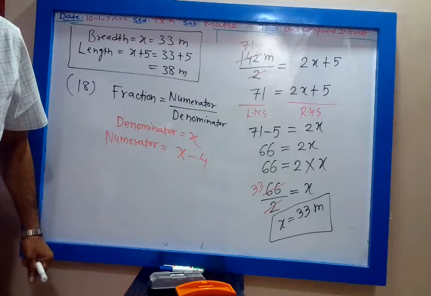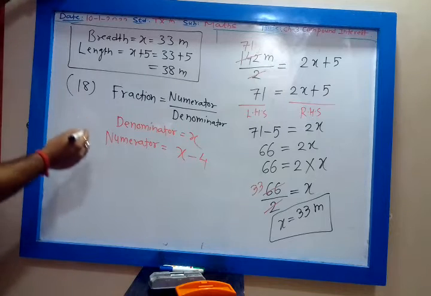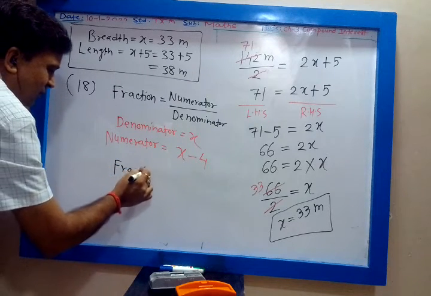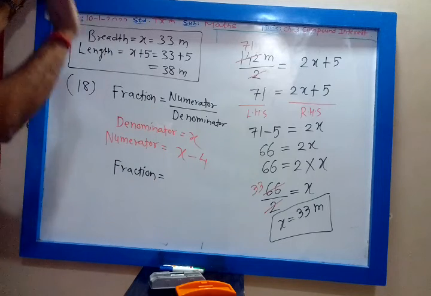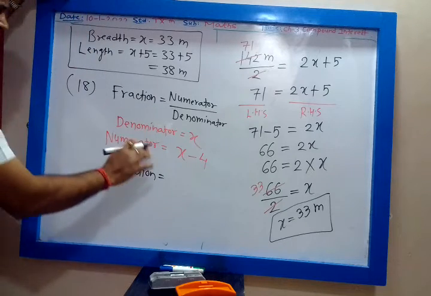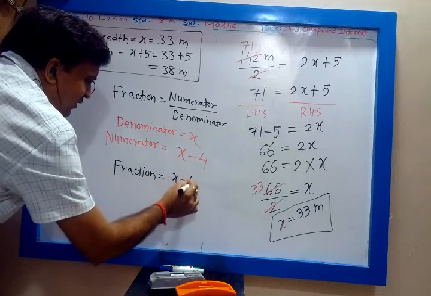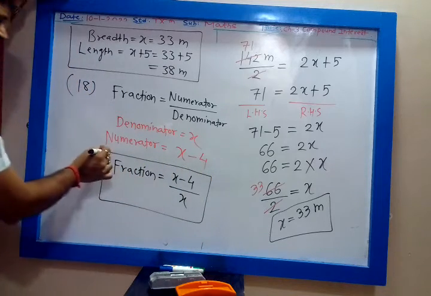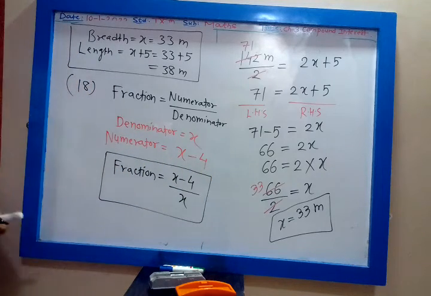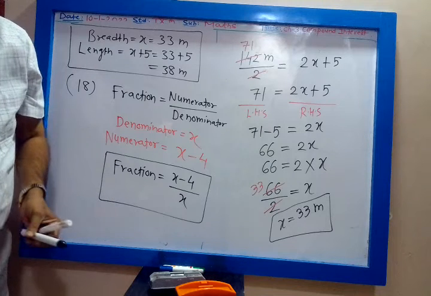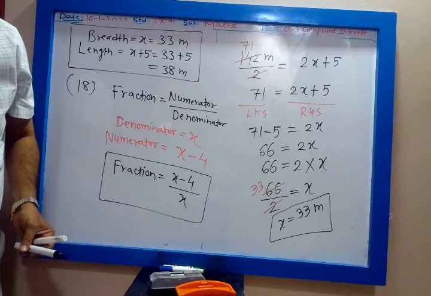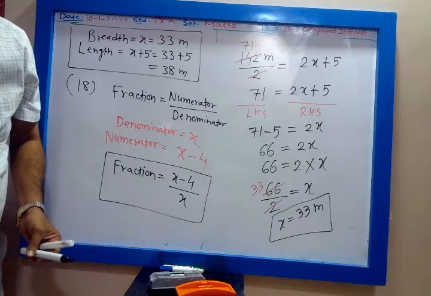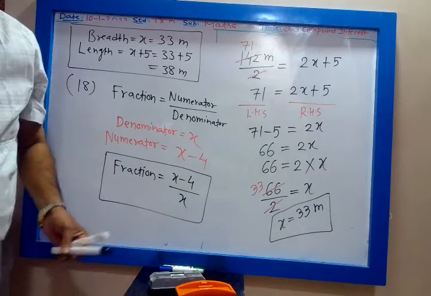Okay, now what is given? If 1 is added to both, what will be my fraction? Numerator x minus 4 upon denominator x, this is my new fraction. Now what is given in the other condition? If 1 is added to numerator and denominator both, the fraction becomes 1 by 2.